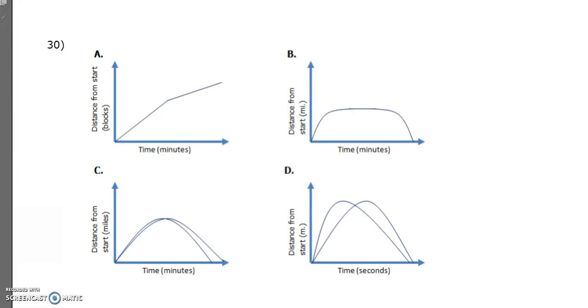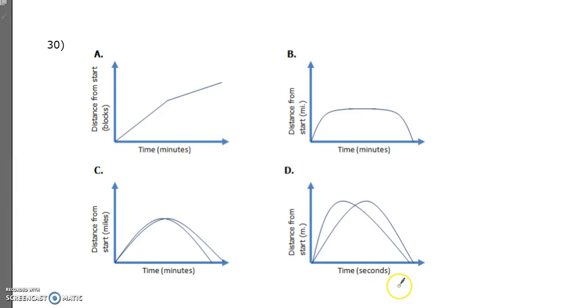Okay, number 30, you can't see the entire question on here, but basically they've given you 4 graphs, and then they've given you 4 situations, and they were wanting you to match the situation to the graph. So the first one says Kelly and Cindy sprinted from one end of the gym to the other end. Then they jogged back to where they started, and then Cindy sprinted faster than Kelly.